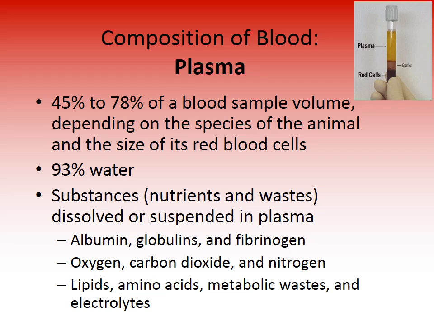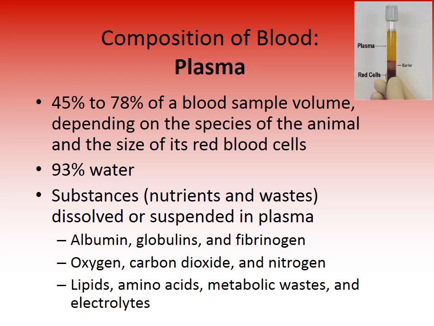So let's talk about plasma, the liquid portion of the blood. So 45% to 78% of the blood sample volume is made up of plasma, but it depends on the species of the animal and the size of its red blood cells. Very important, especially if you're working in small animal medicine, to know that. This is more so when we start talking about erythrocytes, but greyhounds will have quite a higher PCV, red blood cell percentage, than your typical canine patient, which is a great example of species variability.